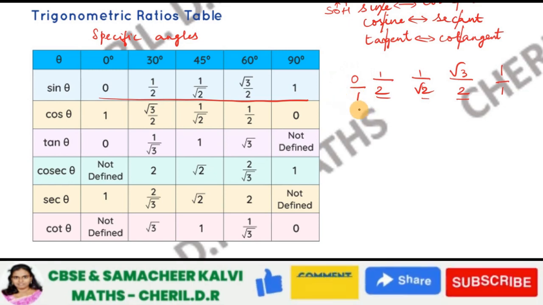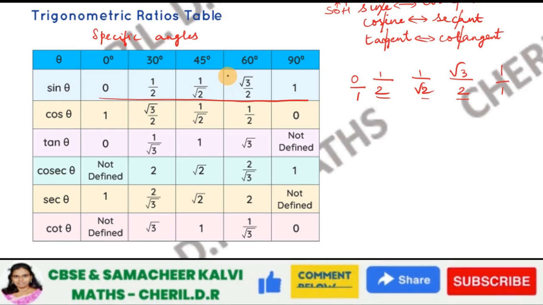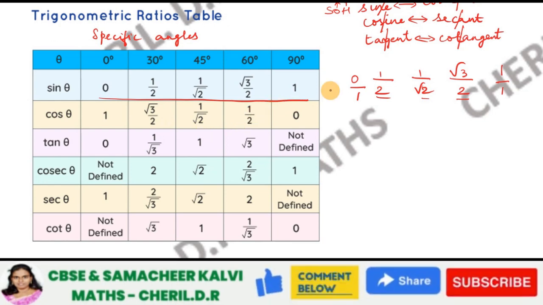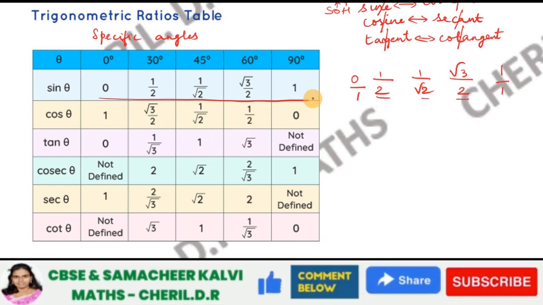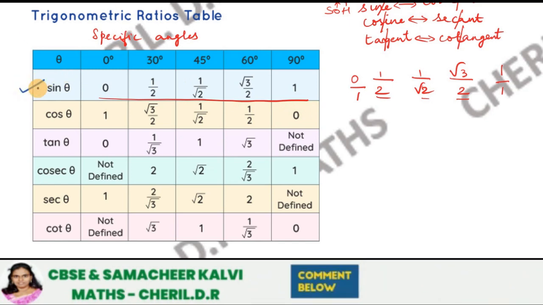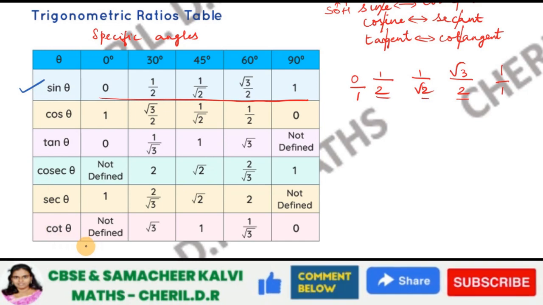Or you can just practice by telling it again and again: 0, 1 by 2, 1 by root 2, root 3 by 2, 1. Even if you remember it that way, it is going to be very easy for you. You will not be able to forget. So if you remember only this, the others are going to be very easy.